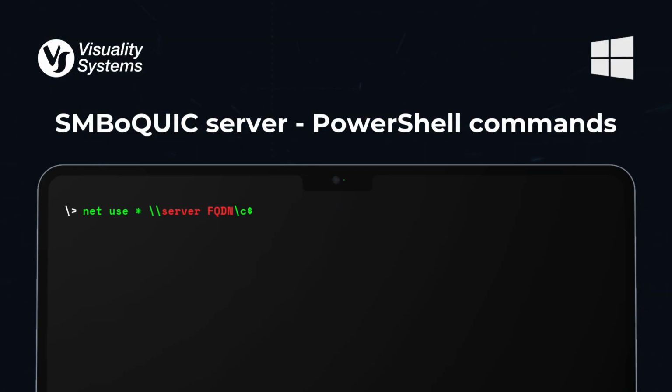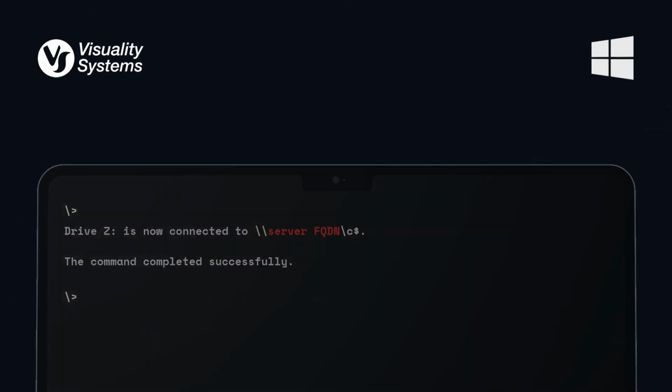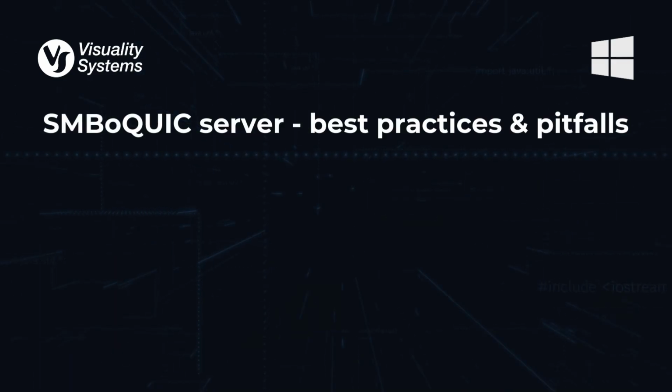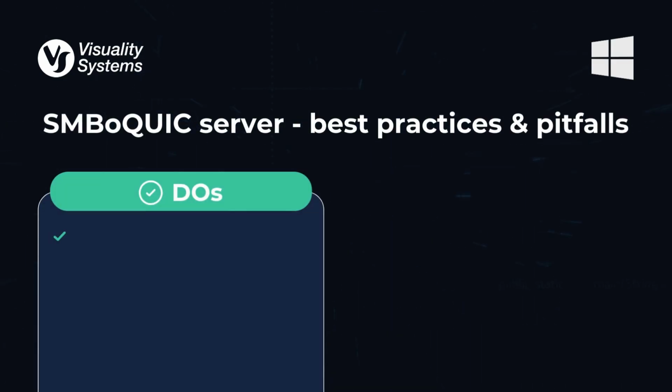Now that SMB over QUIC is configured, we can connect from a Windows 11 client using the following command. net use server FQDN /transport:quic. If the connection is successful, you'll see a confirmation message indicating that a drive has been mapped to the SMB server over QUIC. At this point, the setup is complete, and the client is securely connected using SMB over QUIC. When configuring SMB over QUIC, following best practices ensures a secure and efficient deployment. Let's go over the key recommendations.